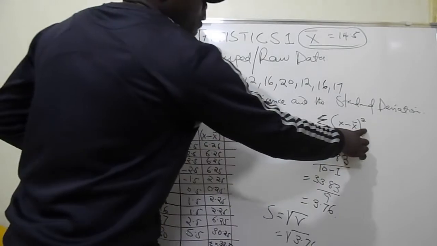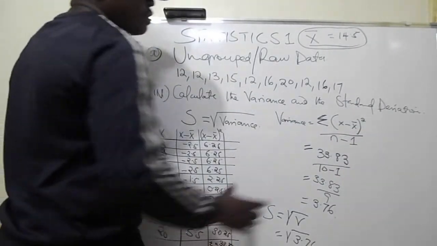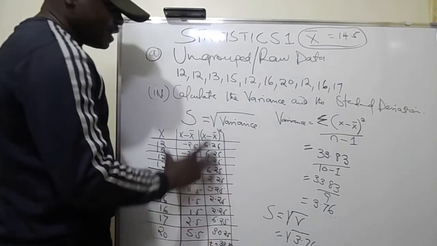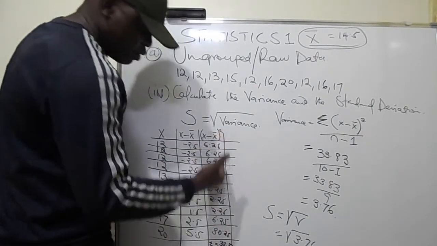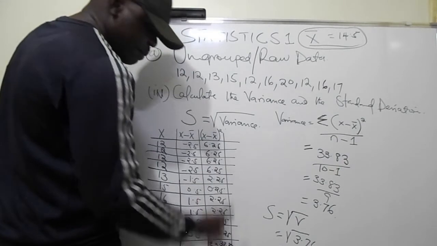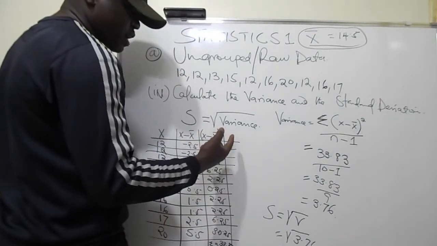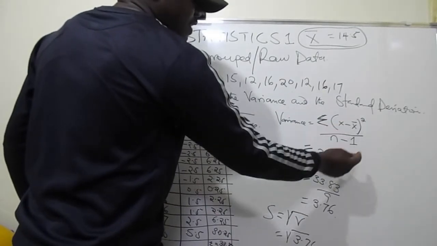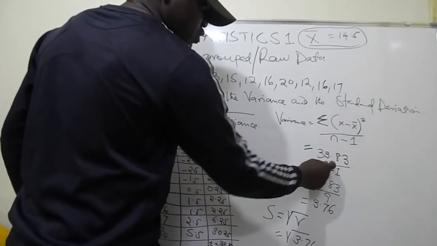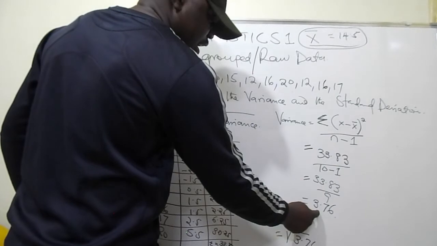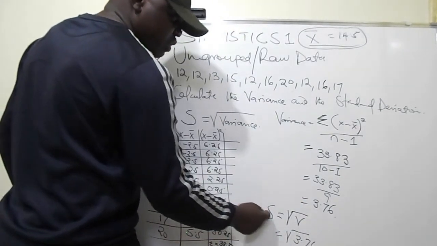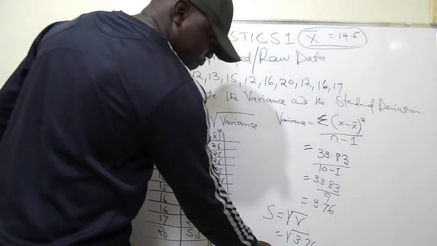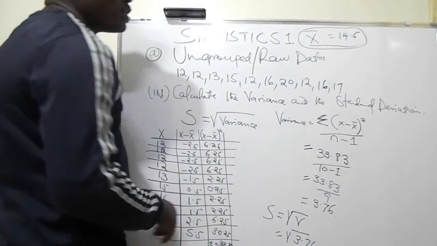Once you master this formula, it is going to make you make this table. And after making this table, you are able to add the summation of x minus x bar squared, and you get it here, you bring it here, and then you divide by the number minus 1 to get the variance as this one. For you to get the standard deviation, you have to find the square root of the variance, which is this one. That is how it's done.